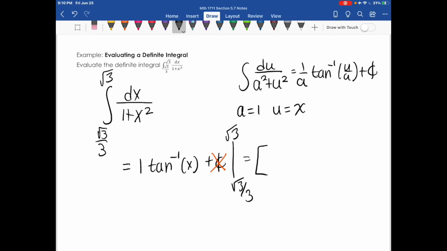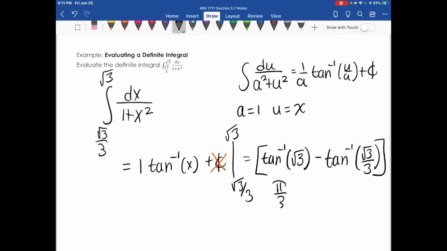So technically I don't need to put that in there since I know it's going to cancel out anyways, but you can leave it in if you want. So now we just have to evaluate this by plugging in the square root of 3 first. So I have inverse tangent of the square root of 3 minus inverse tangent of the square root of 3 over 3.